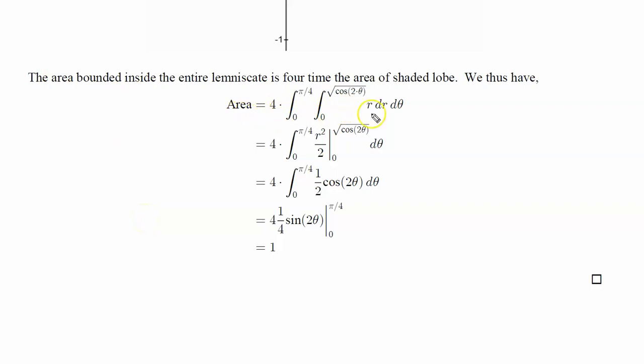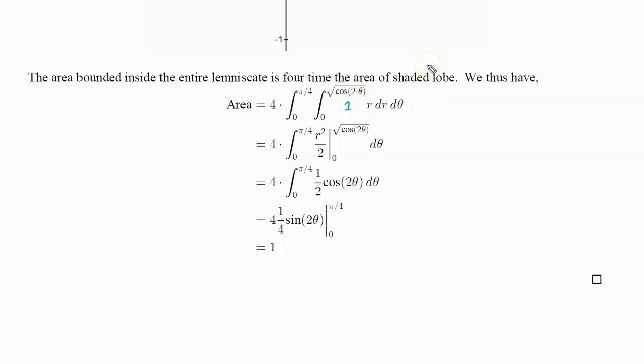So now let's take a look at our setup for the double integral. You see right here we set up our area. It's going to be 4 times, and we have our double integral. Notice we have a 1 in here, and we're multiplying by 1 times r dr d theta. The r varies from 0 to the square root of cosine of 2 theta.